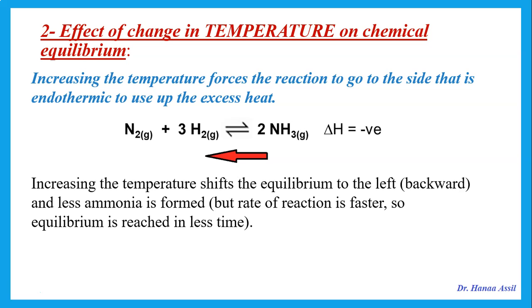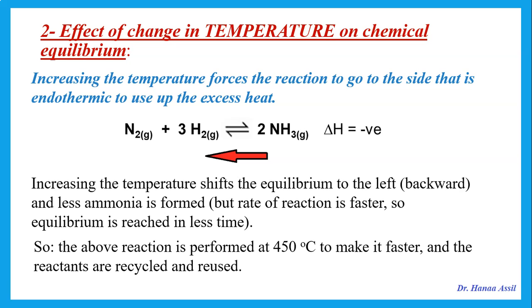Remember, for any reaction, if the temperature is low, the rate is low. So we don't want the rate to be too low. So for this reaction, we do the reaction at 450 degrees Celsius. Now, if it's asking why not more than 450, because more than 450 will cause the reaction to go back and I get less ammonia. But why not less than 450, since less than 450 will cause the reaction to go forward, but then the reaction will be too slow. So what we do is we do it at 450, and whatever reactants remain, we recycle and reuse it in order to have as high a yield of ammonia as possible.